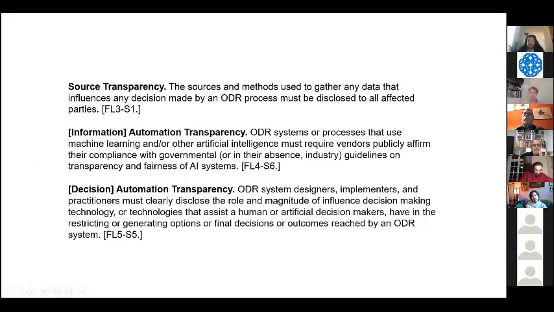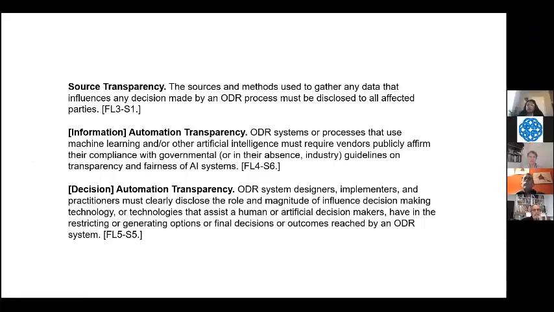Our first source of transparency: the sources and methods used to gather any data that influences any decision made in an ODR process must be disclosed to all affected parties. What does that truly mean when we're actually dealing with tech? We're dealing with the AI systems that Lauren's typically dealing with. What does it mean to actually reveal all your sources? Is that even possible? You get into the DAOs that Ross is dealing with. Can we do that? And if we can, what does that truly look like?